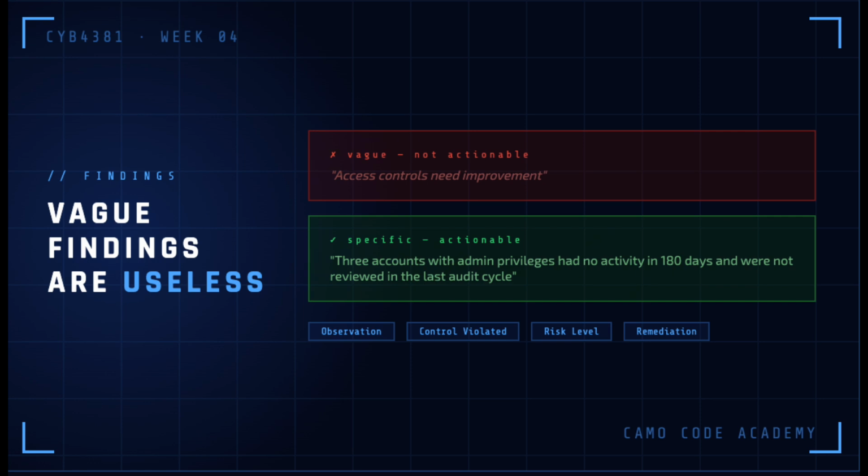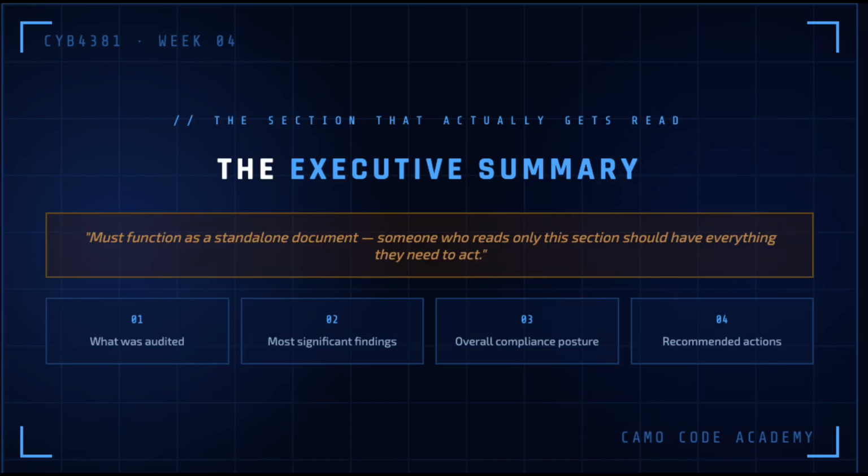So a finding that says 3 accounts with administrative privileges had no activity in 180 days and weren't reviewed in the last audit cycle, that is an example of a specific, evidence-based finding that someone can fix today or whenever it is that this audit report is drafted. And so that's the standard that you have to follow when you are writing an audit report, which leads us to the executive summary.